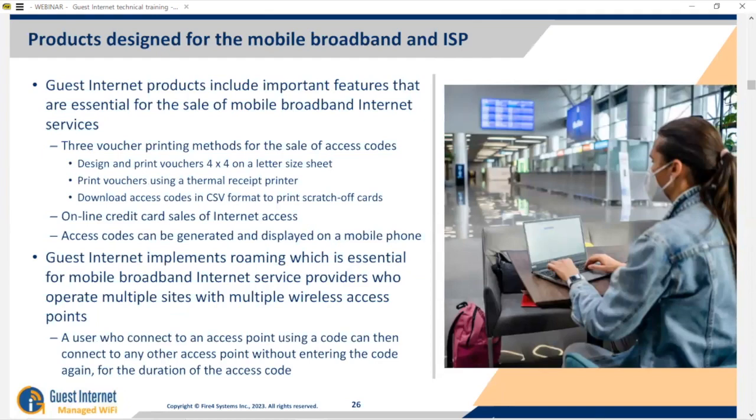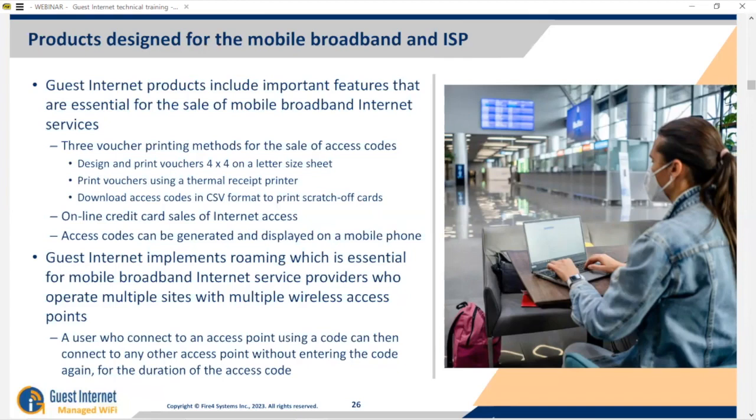Now, there are some important features that are essential for internet service providers who want to sell the internet services. One is voucher printing, and we have three different methods to print access codes onto vouchers. We have online credit card sales, and we can manage these through a mobile phone if we want.